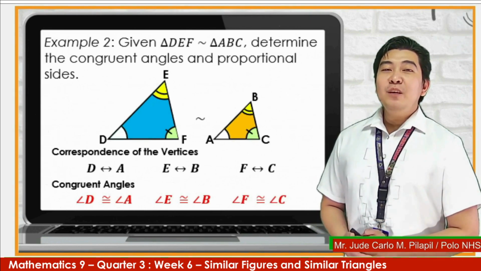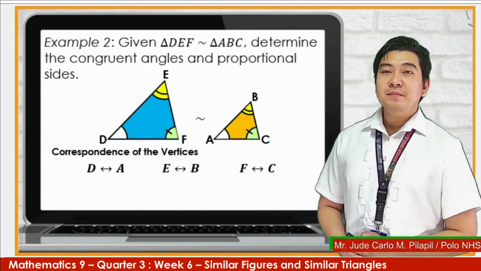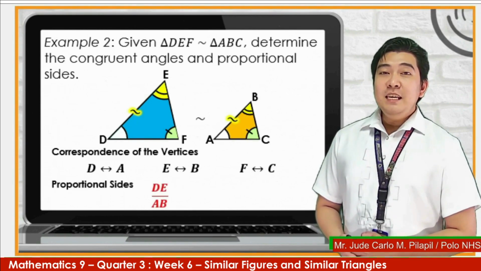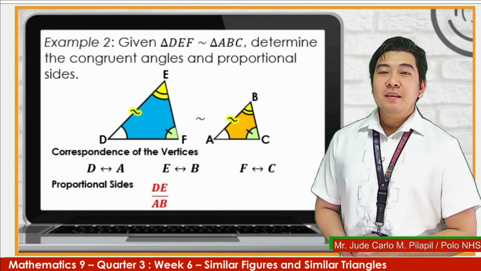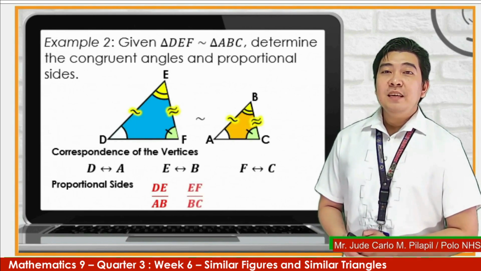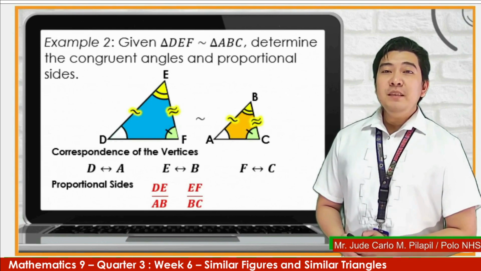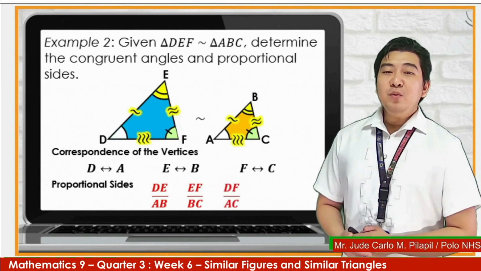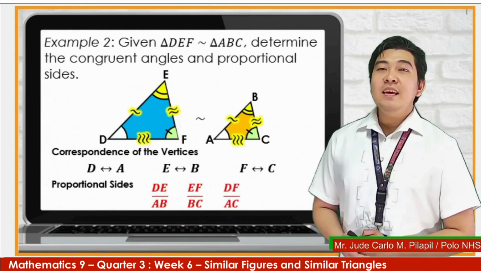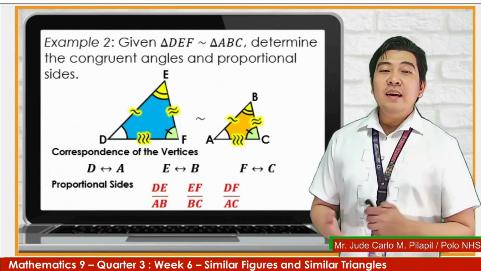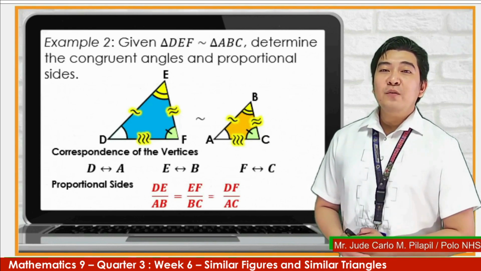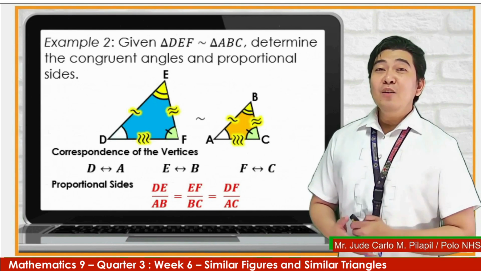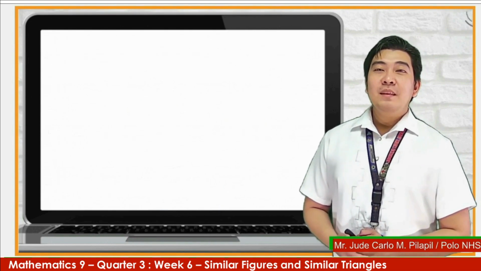Now, let us have the ratios of the sides. Let us have the first ratio, DE over AB. The ratio of the sides, EF over BC. And the last ratio can be made between the sides DF and AC. Since the two triangles are similar, the ratios of the sides are equal. Let us now go to example number 3.